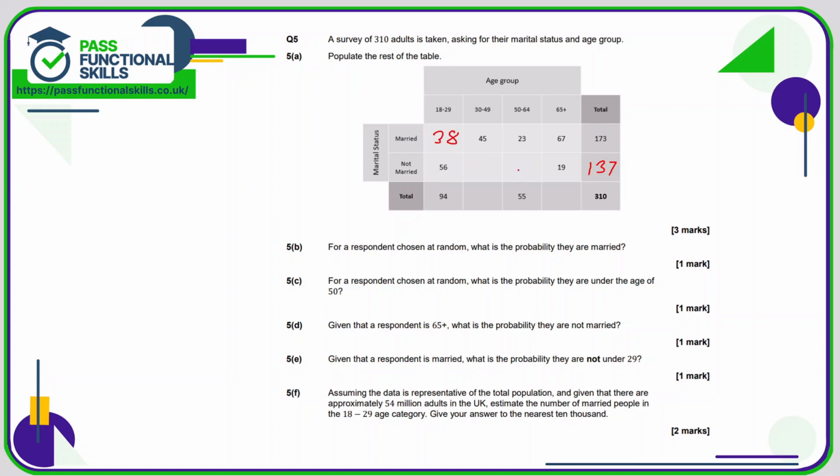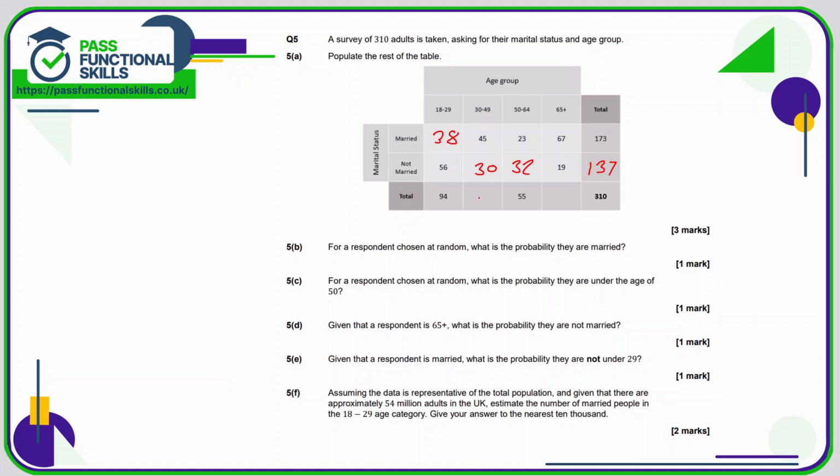Okay, now we can also work out the number that are in the 50 to 64 age group that were not married. That is 55 minus 23, and 55 minus 23 is 32. And with this piece of information, I can now work out the not married in the 30 to 49 age group. So we know there's 137 in total, so if we subtract the 65 pluses, the 50 to 64s and the 18 to 29s, we've got the remaining group, the 30 to 49s. So 137 minus 19 minus 32 minus 56, or alternatively add these three values up and then subtract that total from 137. We know that there are 30 to 49s.